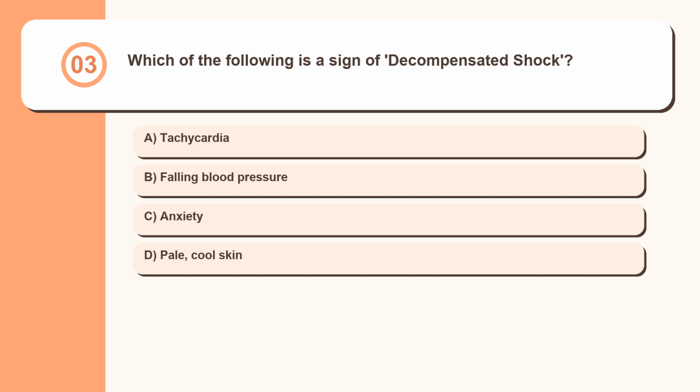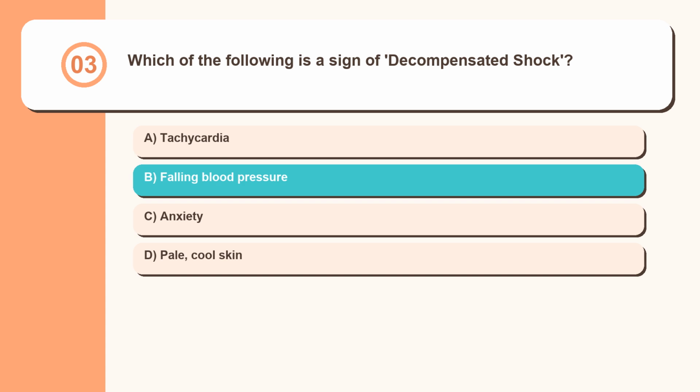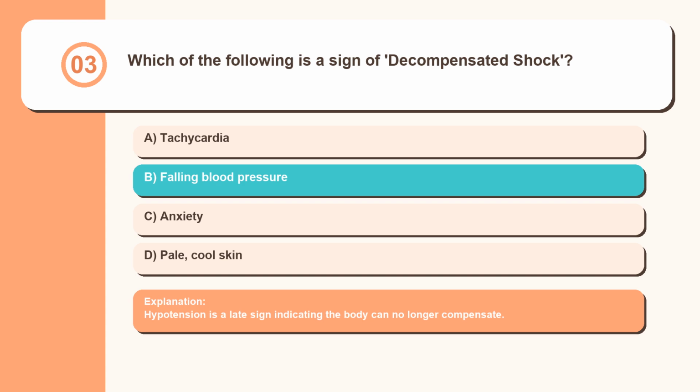Question 3. Which of the following is a sign of decompensated shock? Tachycardia, falling blood pressure, anxiety, pale, cool skin. Hypotension is a late sign indicating the body can no longer compensate.